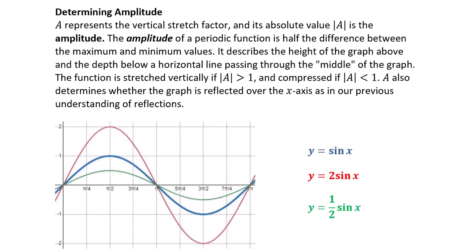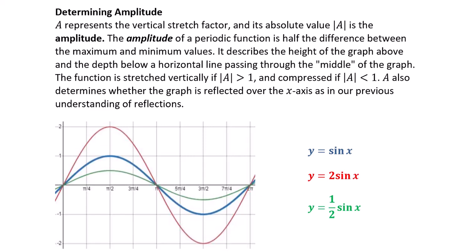The amplitude of a periodic function is half the difference between the maximum and minimum values. It describes the height of the graph above and the depth below a horizontal line passing through the middle of the graph. The function is stretched vertically if the absolute value of a is greater than 1, and compressed if the absolute value of a is less than 1. a also determines whether the graph is reflected over the x-axis, as in our previous understanding of reflections.